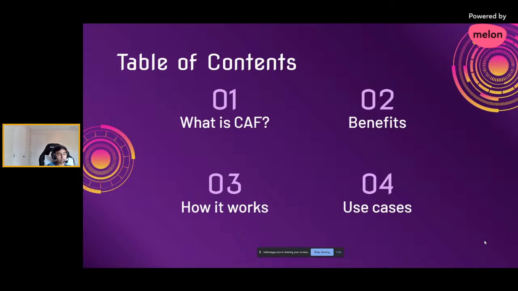So now this is the table of contents on what we're going to be going over throughout this slideshow. We just went through the introduction and we'll get more into what CAF is, the benefits of CAF, how it actually works, and different scenarios and use cases where you'd be able to utilize it.